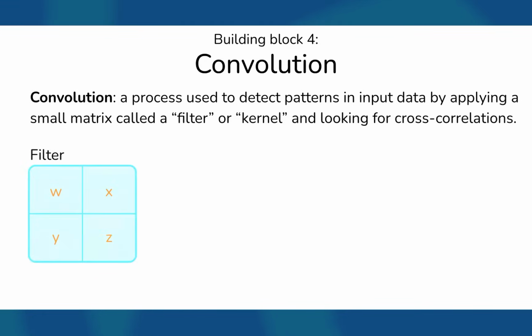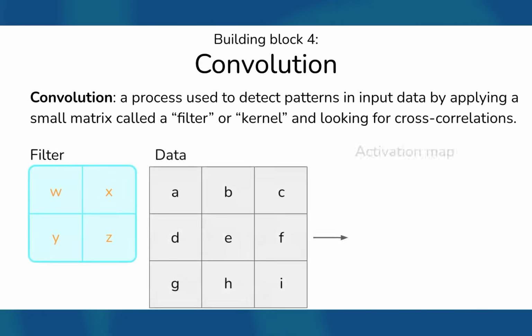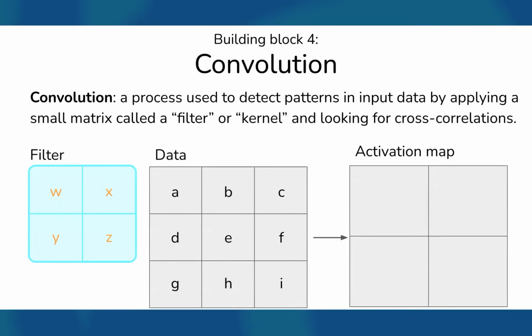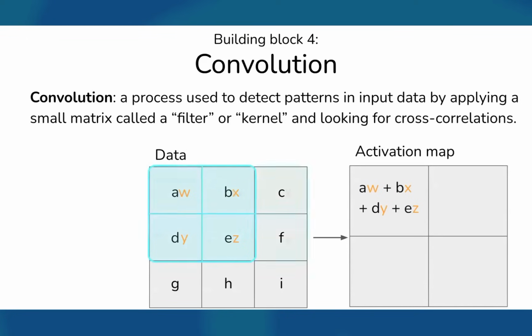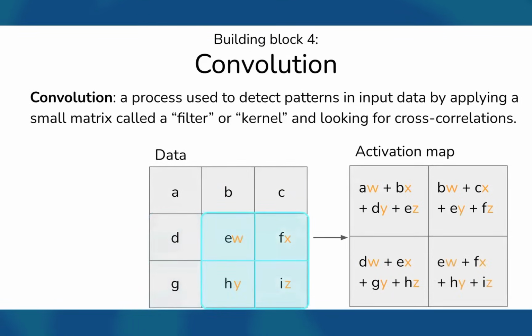So here's an example filter. Here's some example data. This filter maybe could be checking for an edge, and the data is lots of pixels. So this will slide across, looking for whether a pattern is similar to what the filter is. And these will result in different sums. If there's something that looks more like an edge, then the activation map will be higher in the region that looked more like an edge. So that's convolution. This is primarily used in vision models.